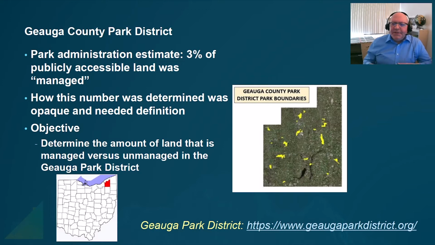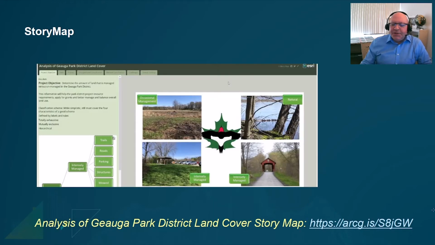We wanted to add some information to a problem that they had had in estimating how much of their land was, quote, managed. They had estimated that 3% of their total land area was managed, but they didn't really have a good systematic way of coming to that determination. So we wanted to put GIS and remote sensing to use to help them determine that. We had worked with the park system previously on some projects, so we had a pretty good understanding of what GIS data they had and what was missing.